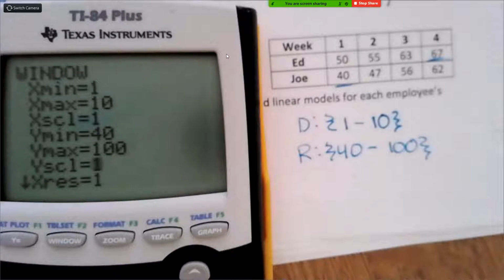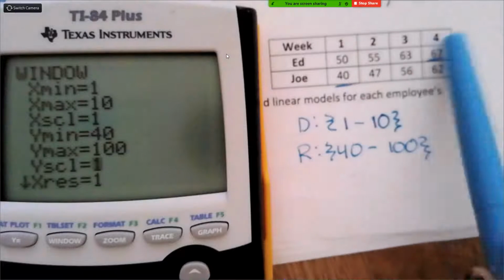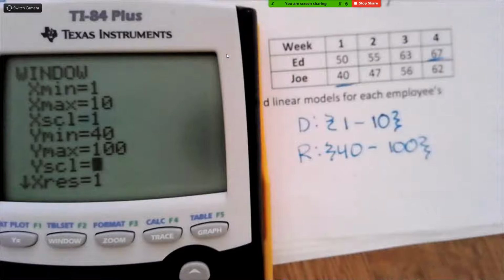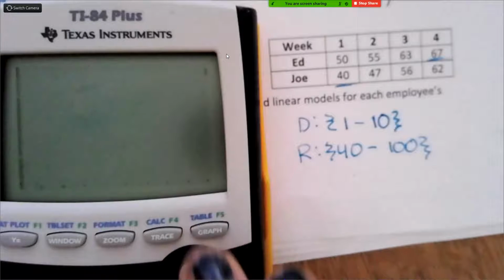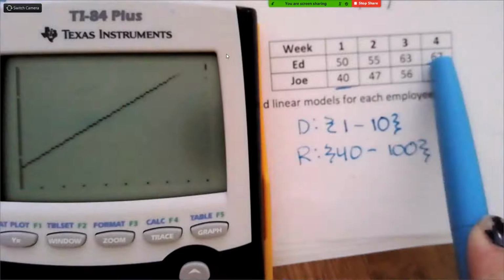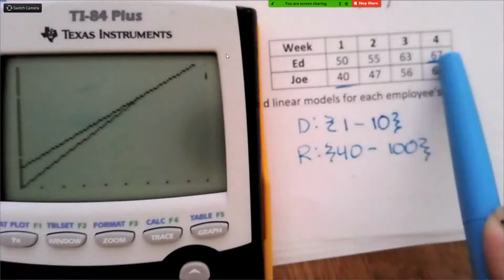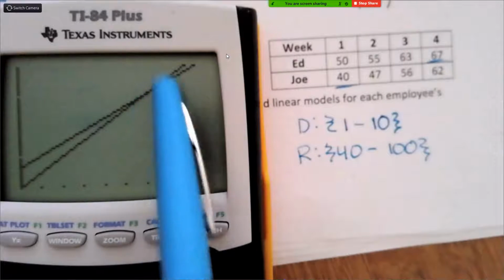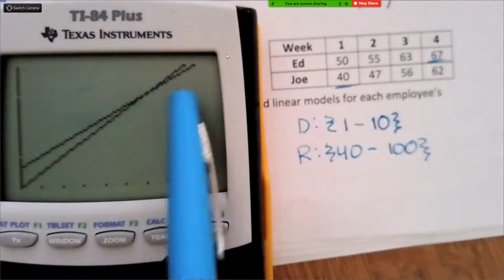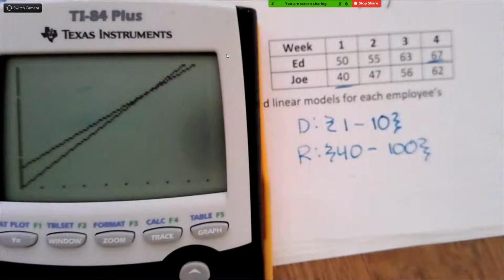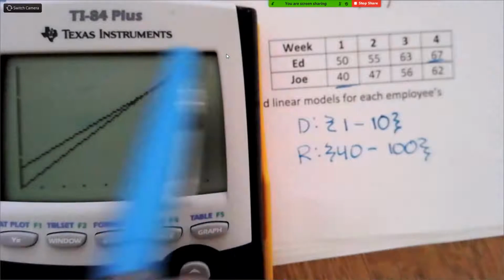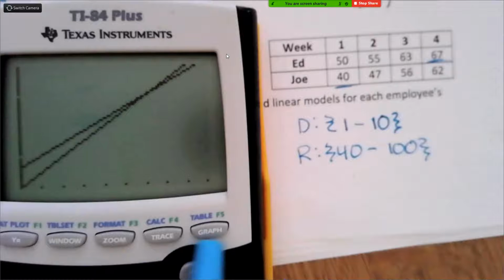So for the domain, did we have to go to 10? Like, did we have 1 to 10? Did we do 1 to 4? Or did we have to go higher? So if you go 1 to 4, you're not going to be able to see the graph's intersection. So the reason you go beyond both the highest on the domain and range is so that we can see this point of intersection. To get to graph, you're going to hit the word graph right here.